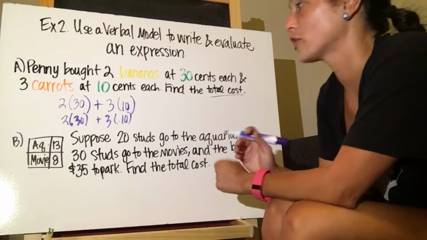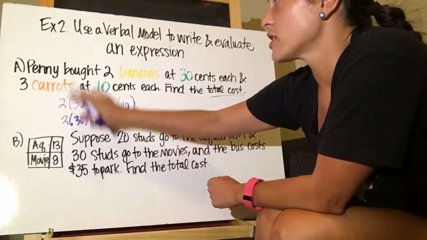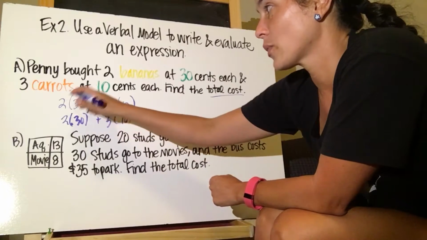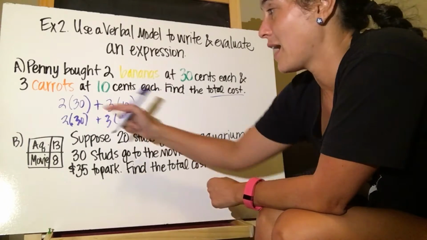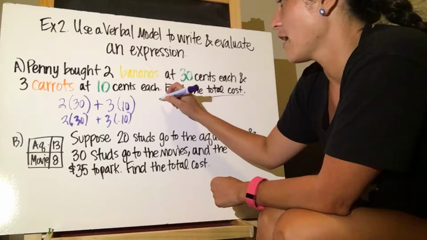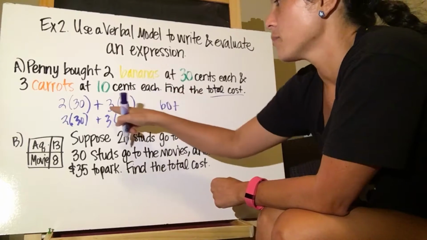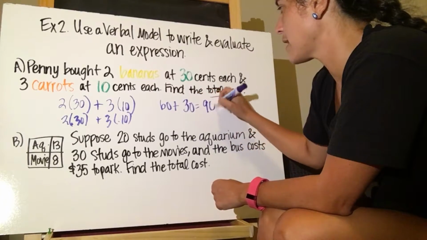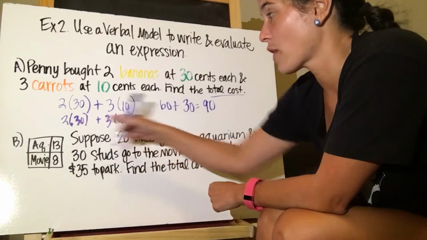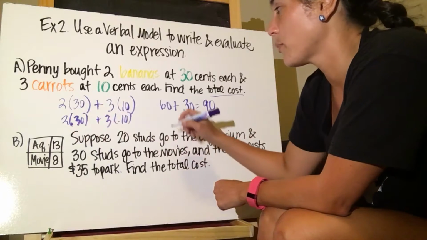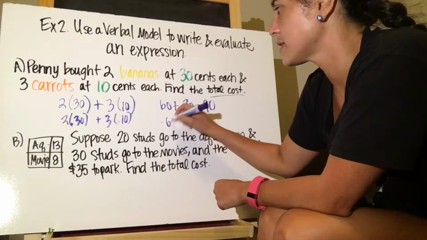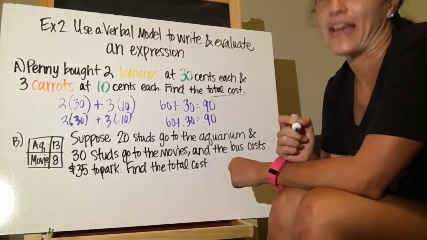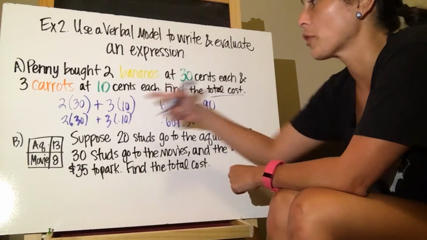I just said find the total cost. Now, this is an expression, so we want to evaluate. So we're going to multiply 2 times 30, and we get 60 cents, plus 3 times 10, and we get 30 cents. So it's going to be 90 cents. If you would rather do it the appropriate way, the proper way for money, it would be 60 cents plus 30 cents equals 90 cents. So both of these would be correct.